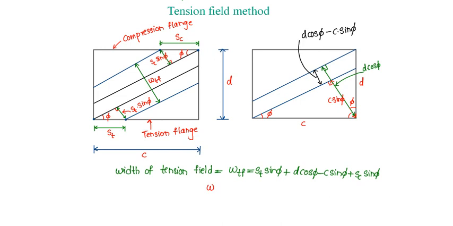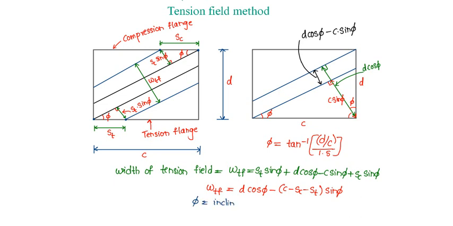This can further be modified as d into cos phi minus, taking sin phi as common, it will be c minus Sc minus St into sin phi, where phi will be equal to tan inverse of d by c by 1.5, and phi is the inclination of the tension field. So phi is the inclination of the tension field.